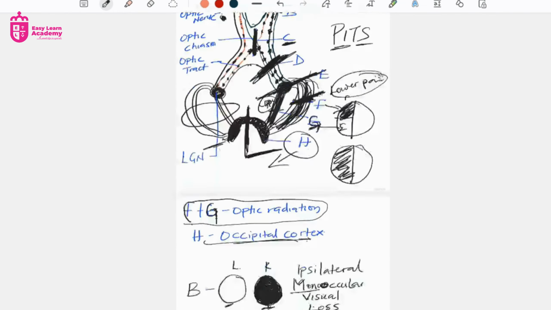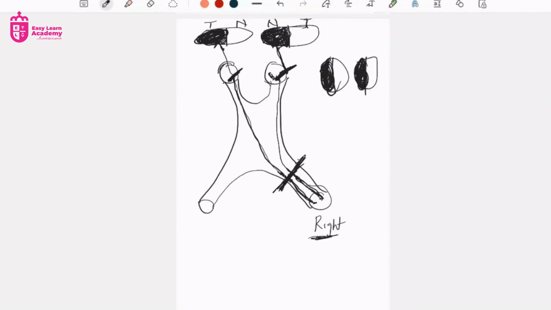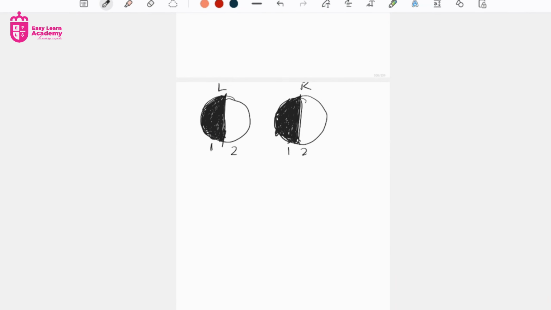Now, there's something Dr. Taron was trying to tell us. Anytime it is at the occipital cortex, it will spare a small place in the middle called the macula. This is where they ask exam questions. So anytime it's occipital cortex, there is what we call macular sparing. And this is what they'll be looking for in your exam.